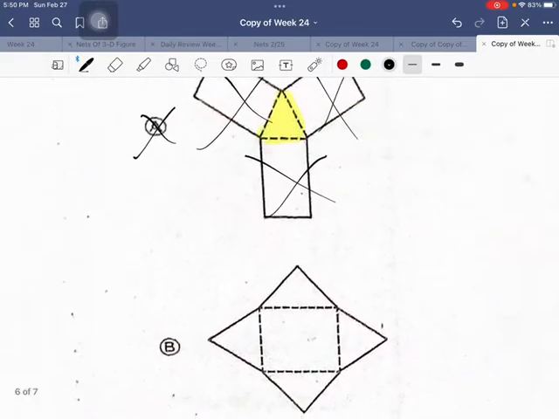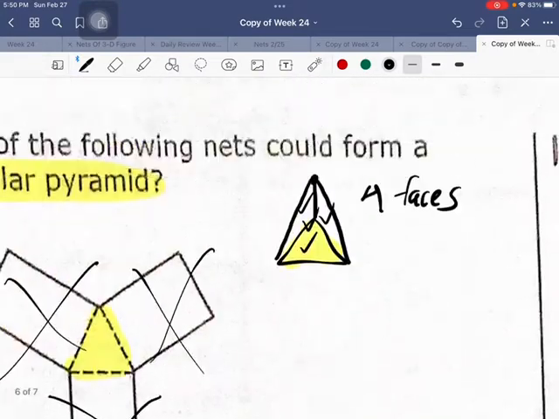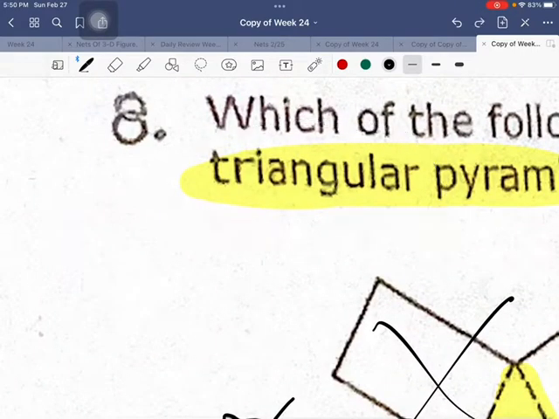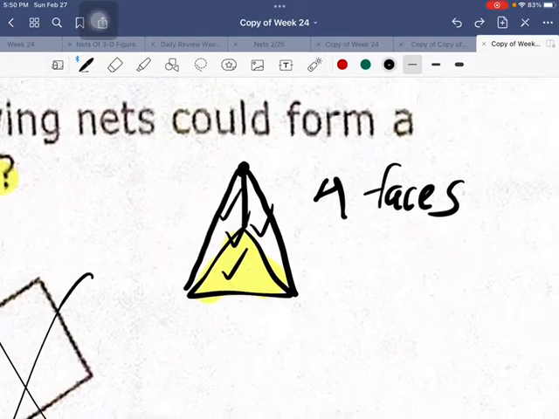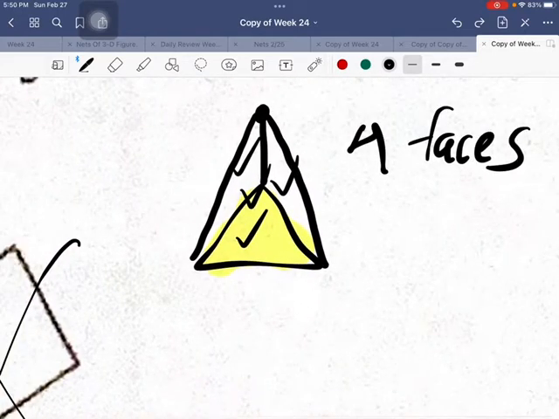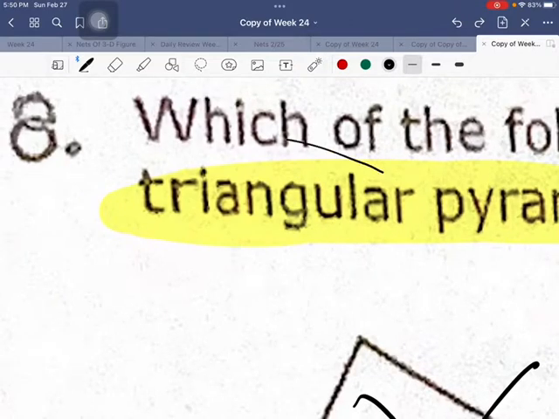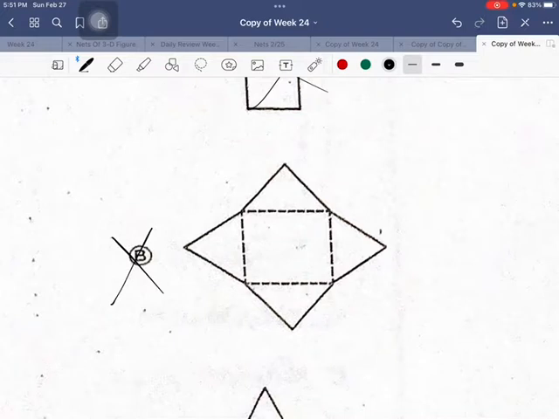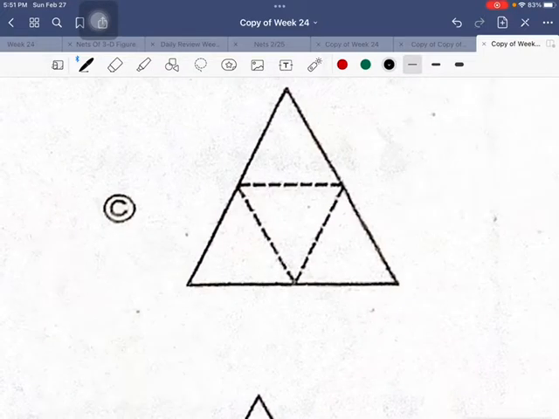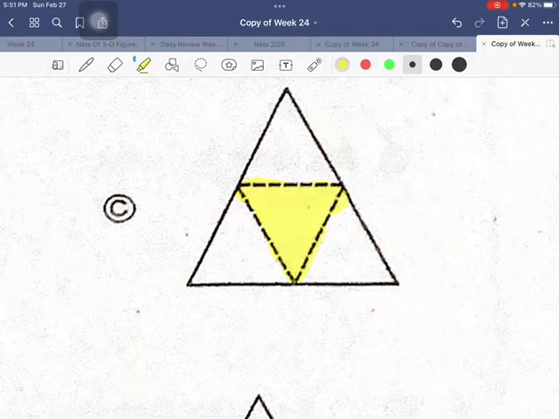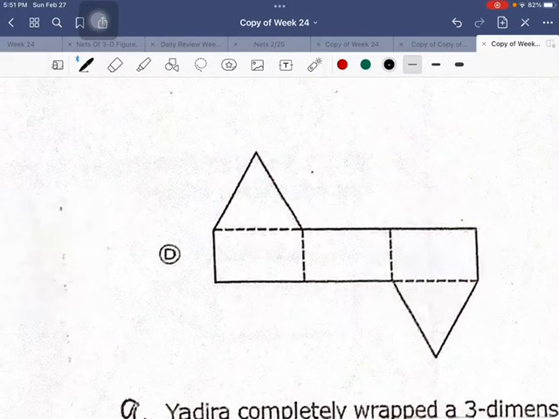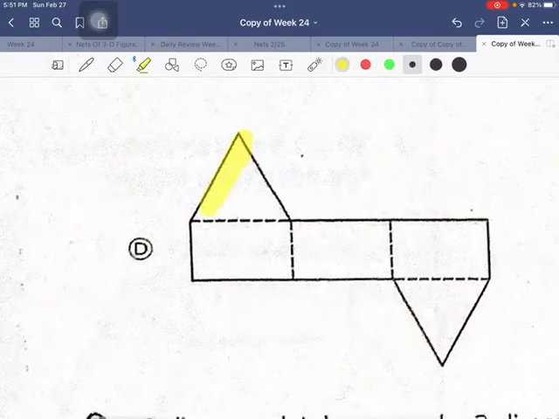Does this have a square for the base? No, it says triangular. If we had just one square, that would be the base. But in this case, the base is triangular. So no, this is wrong as well. Triangular base, and we have all triangles. Okay, maybe. Now this one has two triangles.